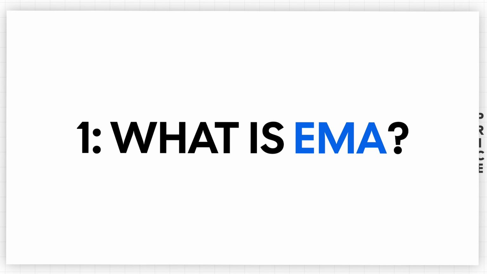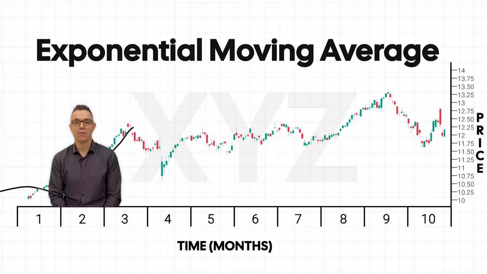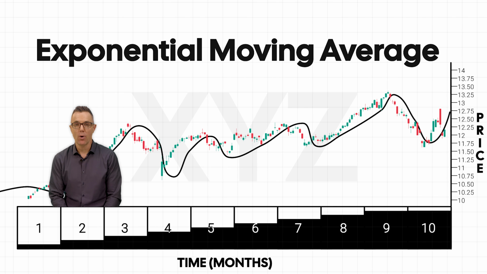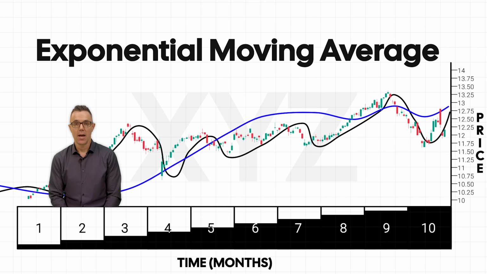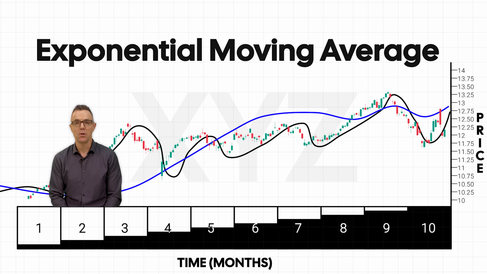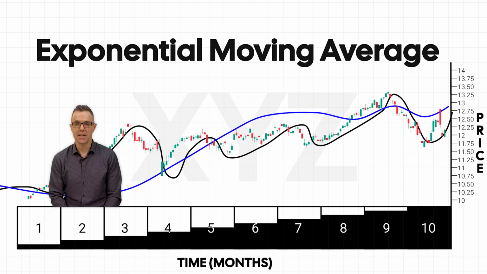What is EMA? The exponential moving average is a technical indicator that gives more weight to recent price data, unlike the simple moving average. The EMA adjusts faster to price changes, making it highly responsive to market movements. This is critical for day traders specifically.